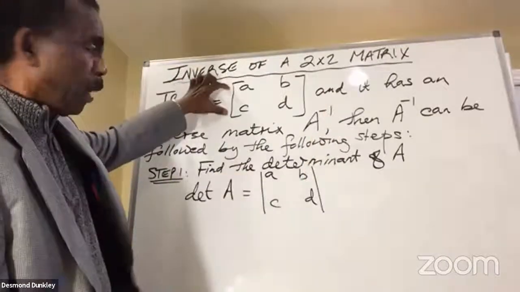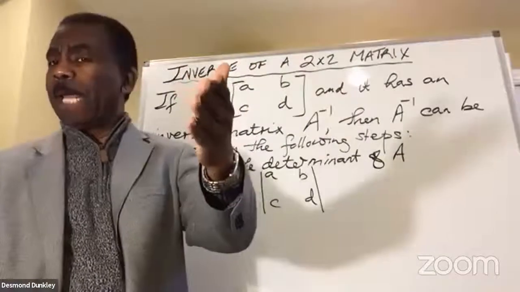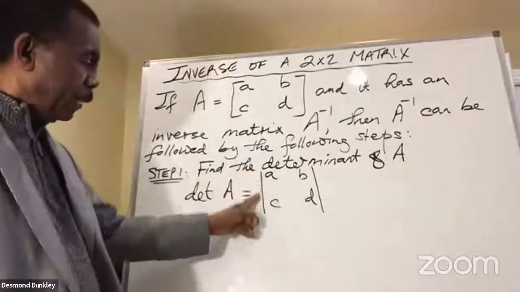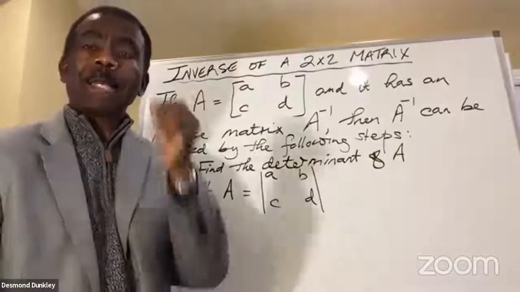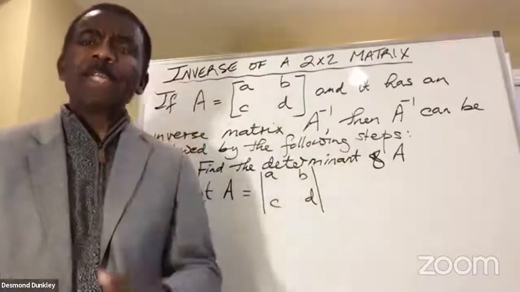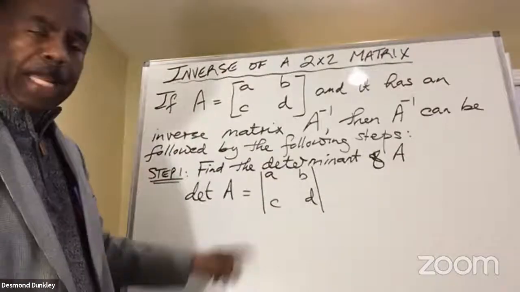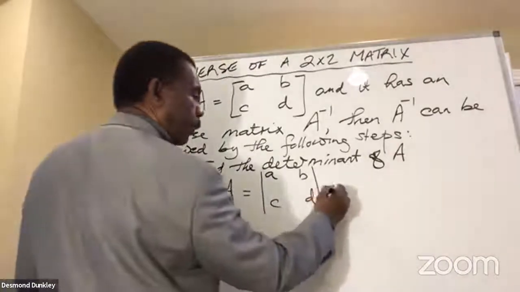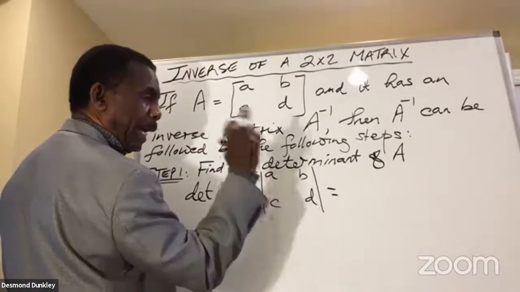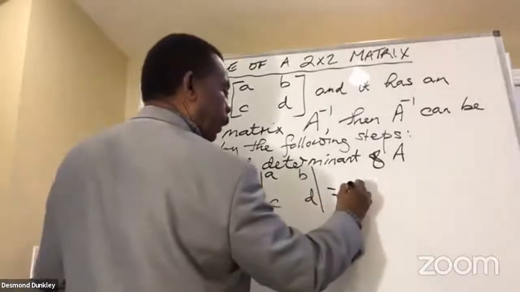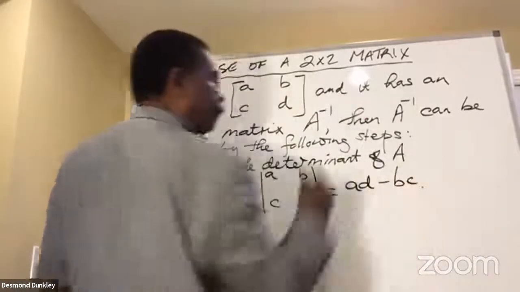So notice you have square brackets, or if you have parentheses, that's a matrix. But if you have these vertical lines, the absolute value symbol, then you're looking for the determinant. So it's a symbolic way of referring to the determinant of A. It is equal to, by definition, AD minus BC. So it's AD minus BC.